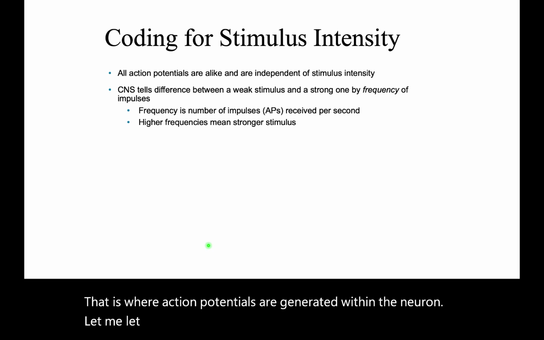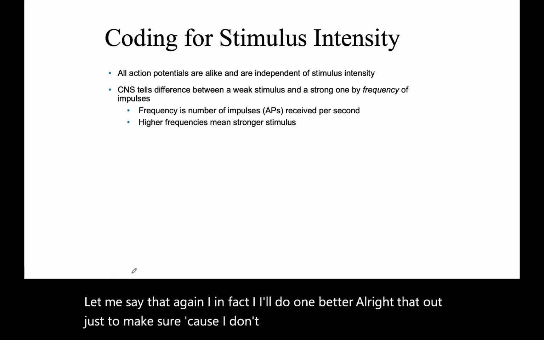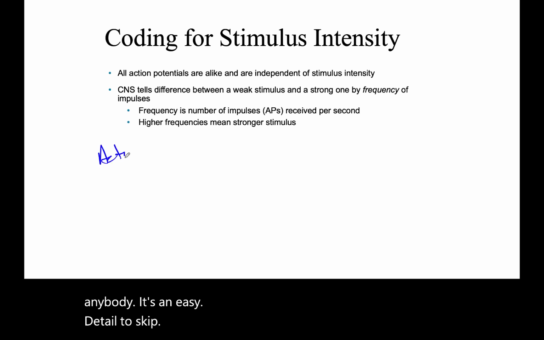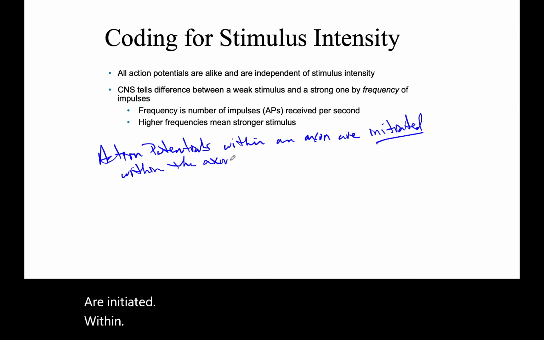Let me say that again. In fact, I'll do one better. I'll write that out just to make sure, because I don't want that point to be lost on anybody. It's an easy detail to skip. Action potentials within an axon are initiated within the axon hillock.